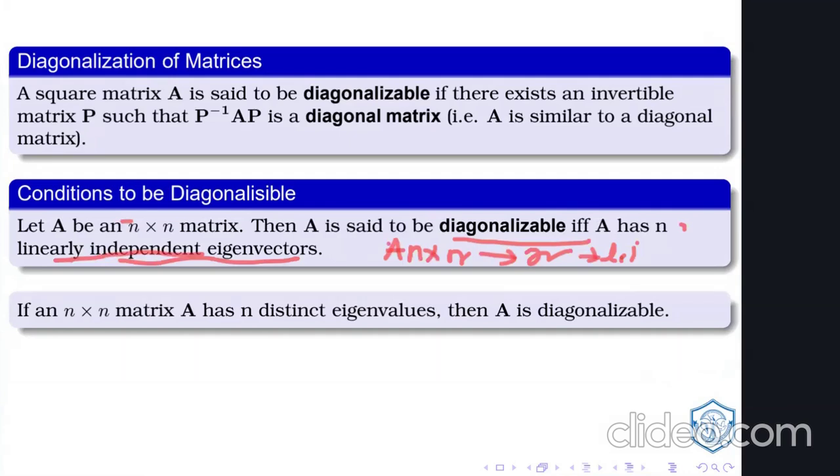Otherwise it's diagonalizable. And how can we get linearly independent eigenvectors? If there are n distinct eigenvalues, then the eigenvectors will be linearly independent. But it's not necessary, because even if there are n minus 1 distinct eigenvalues, there can be multiple eigenvectors. But this is one of the conditions to be diagonalizable.